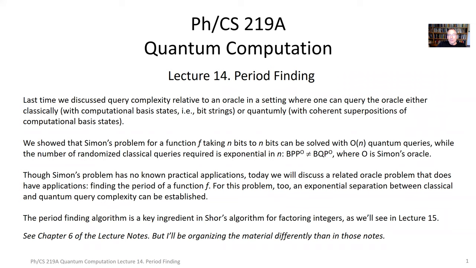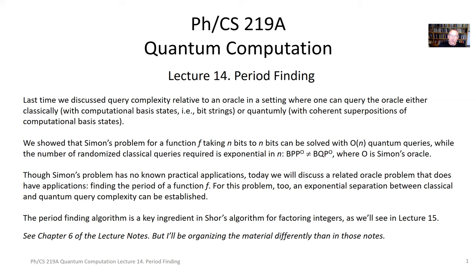An example of that, which we discussed and analyzed last time, was Simon's problem, where we have a function from n bits to n bits. It satisfies a certain promise. And we saw that we can solve the problem of characterizing that function with a number of queries which is linear in the size of the input to the function, the number of input bits that we query it with. Whereas in the classical case, in order to solve the same problem, even with randomized queries, the number of queries needed would be exponential in n. So this is an example of an oracle relative to which we can separate classical and quantum computing. We can say, relative to that oracle, that BPP is not the same as BQP.